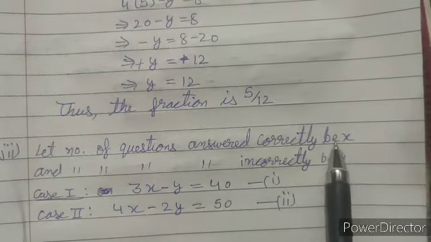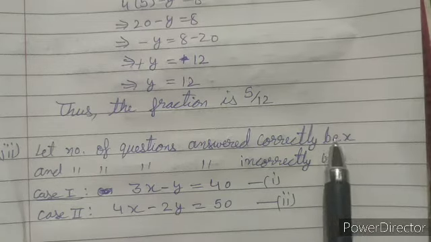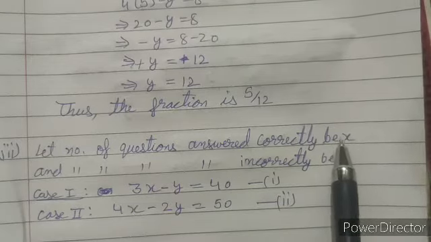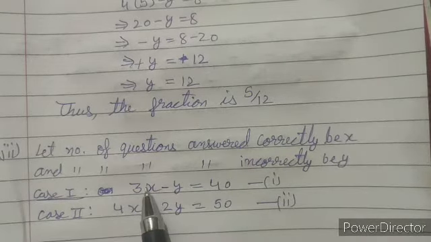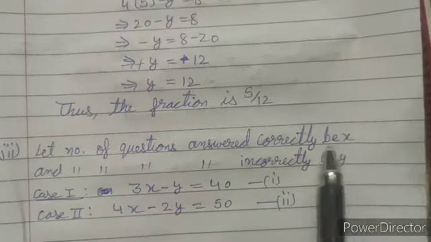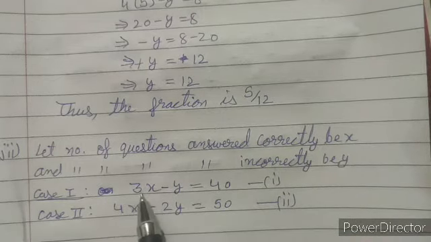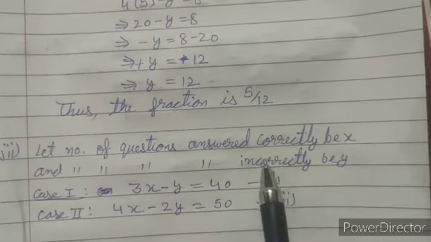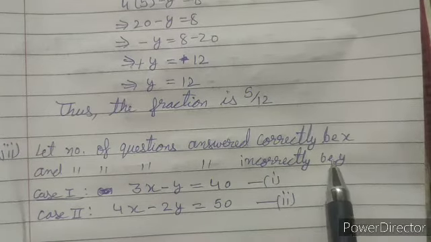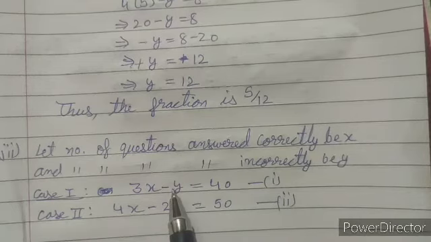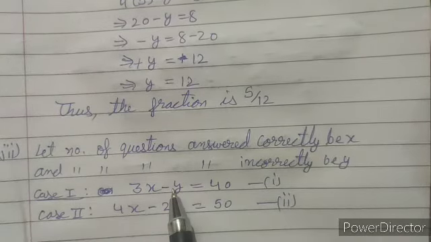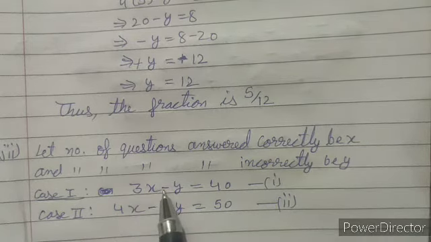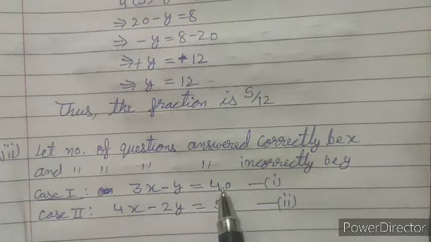That means if he is getting 3 marks for each right answer, he will get 3 into x marks for x correct answers. That means this will be 3x. He will obtain 3x marks. Now 1 mark is being deducted for each incorrect answer. That means 1 into y will be deducted for the incorrect answers. So the total marks obtained will be 3x minus y, and that is equal to 40, given to us.